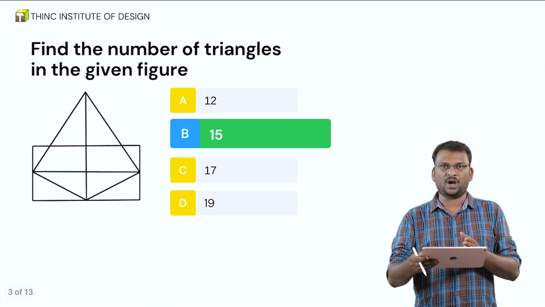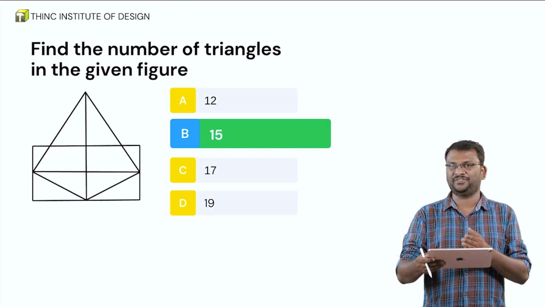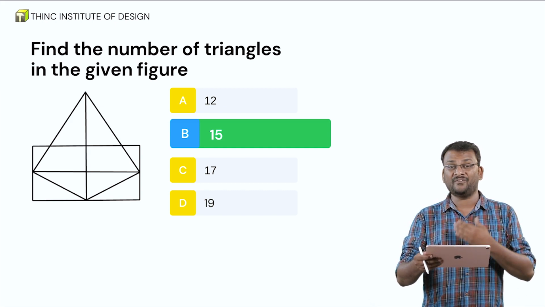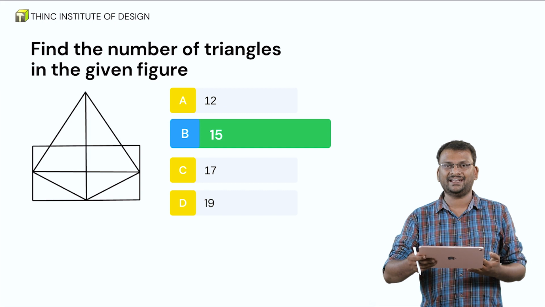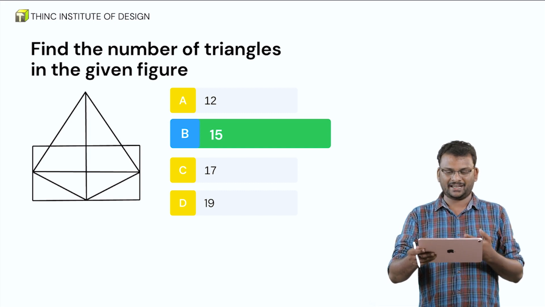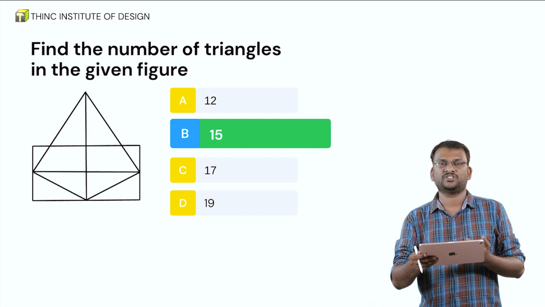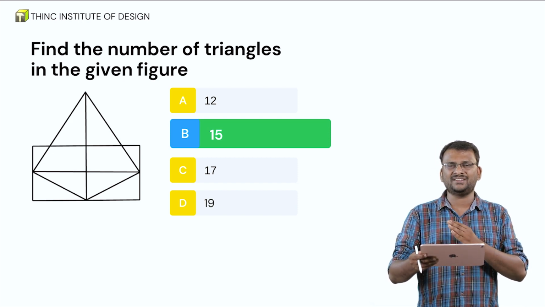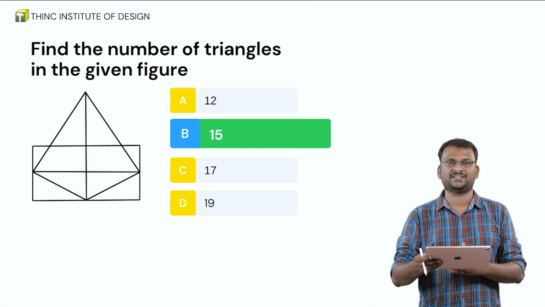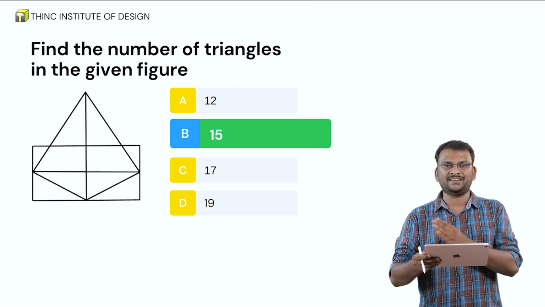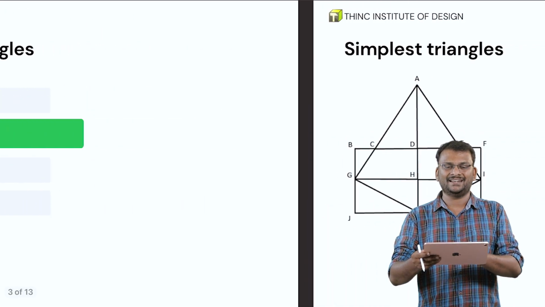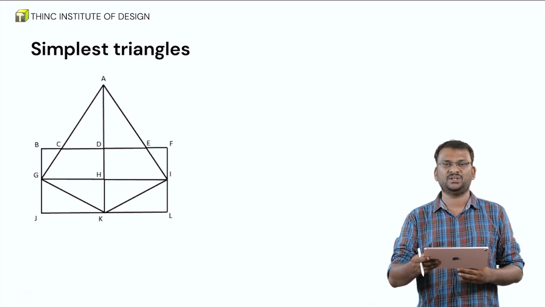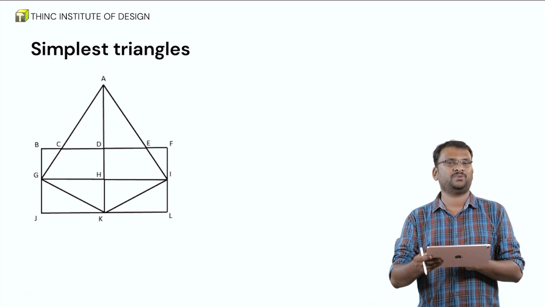So the right answer is option B, which is 15. How can we find this answer very quickly and without any confusion? Some students may comment it's 12 and some students may comment it's 17. But how we can avoid these kinds of confusions, that we are going to discuss now. For that purpose, we need to split this question into small components.